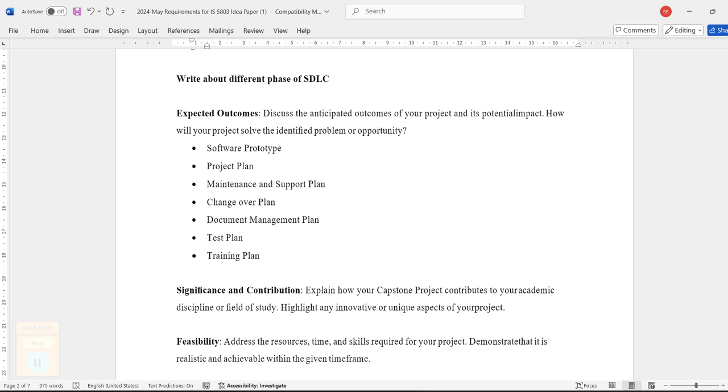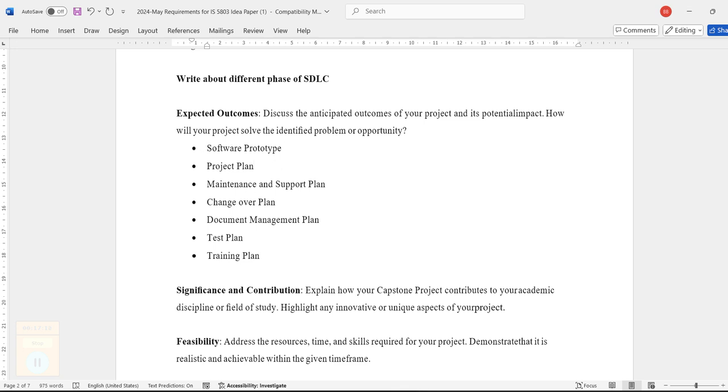After implementing the software, there will be certain issues that can be handled by planning, which include the maintenance and support plan. Next, the changeover plan: while implementing the system changeover, what kind of plan we will be using. Then the documentation plan. All these plans are outcomes.